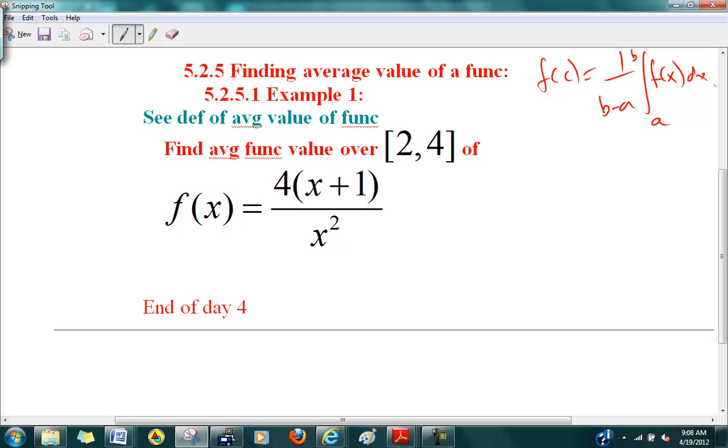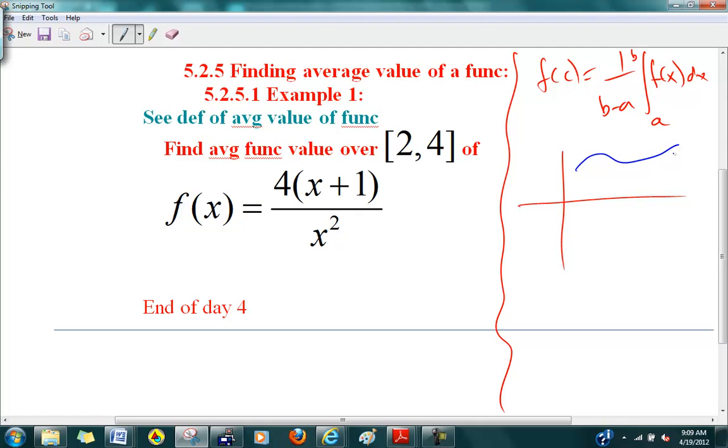Now let's just quickly review what that's all about, okay? So what you're doing is you've got a function. It looks like that. And if you want to find the area of the function from the point a to b, you know that area is just equal to the integral. So that's the area underneath the curve.